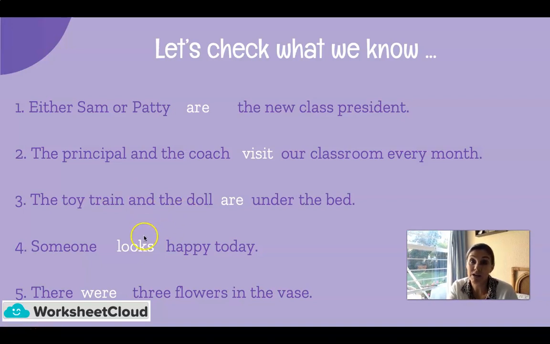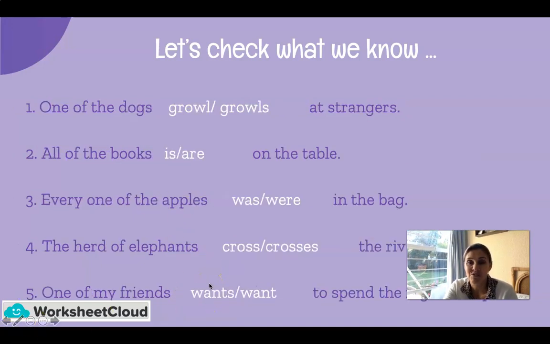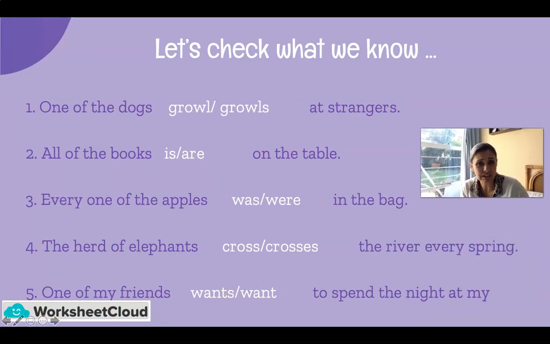Number 4, someone, singular, looks happy. And number 5, there were 3 flowers in the vase. So you're not going to say was, because the flowers show you that there's more than one. Right, let's take a look at these next 5 as well. So pause the video and when we come back.